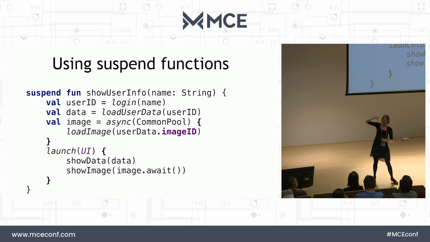So the actual suspension happens here in launch UI thread. So you show data, and when your computation reaches an await, it can be suspended. So it shows user data, then it can wait while the image is loaded, and after that show the image. So this code looks very easy, straightforward, sequential. However, some magic is hidden.